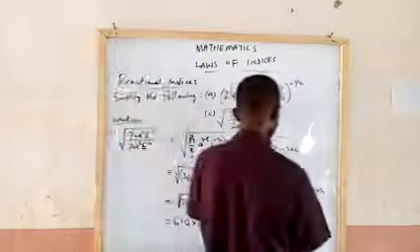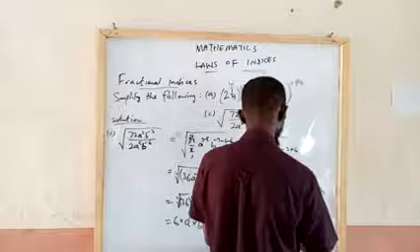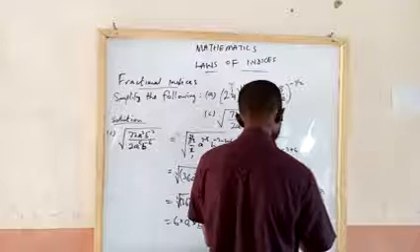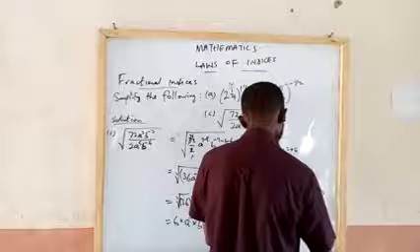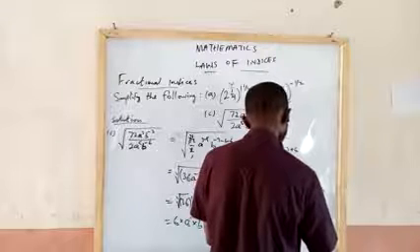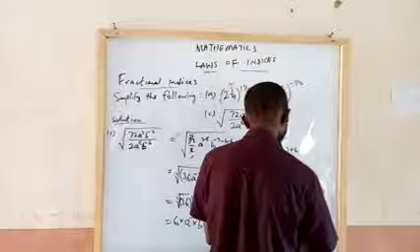Or, we can finalize the answer by saying 6 root b cubed, everything over a.